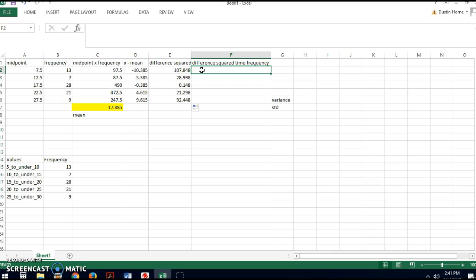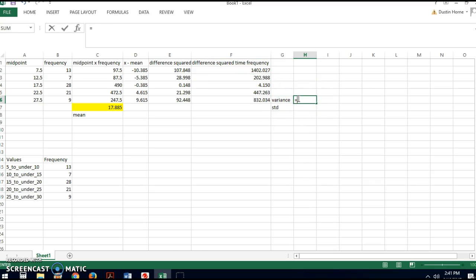Now, after you square the difference, you have to times it by the frequency. So you're going to take this value and times it by its frequency. Anytime you have several numbers that are in this range, you have to always multiply it by the frequency. We have to take the midpoint and times it by the frequency. Now we're taking the difference we got squared and timesing it by the frequency. Okay, now we're going to do the variance.